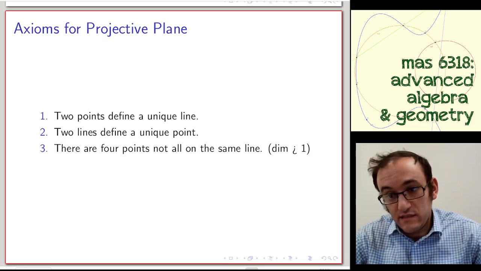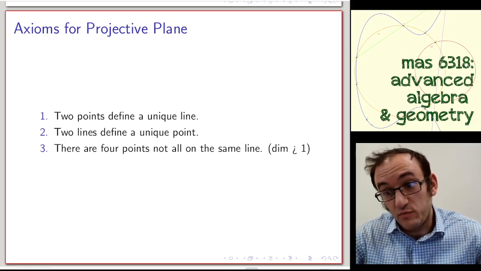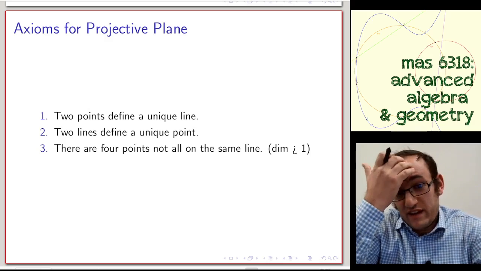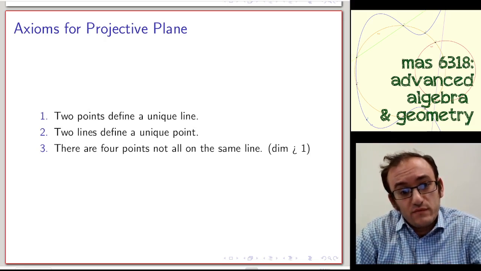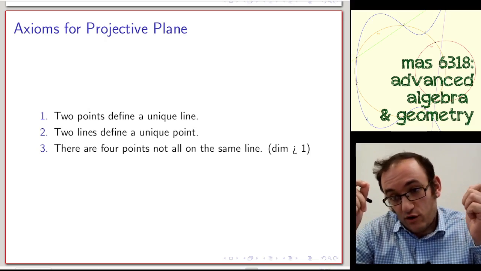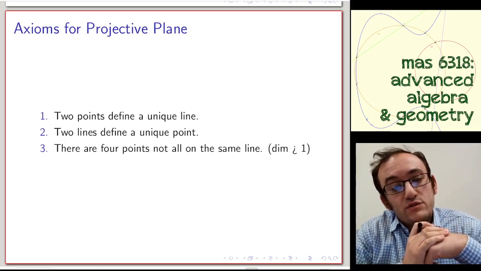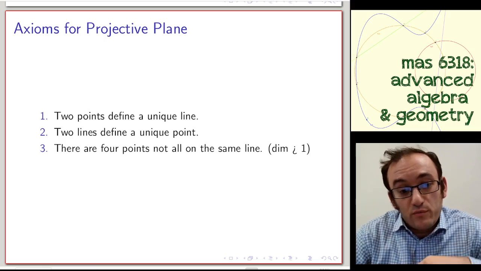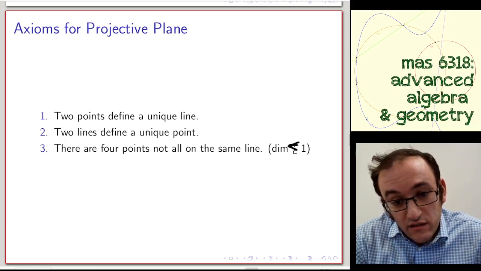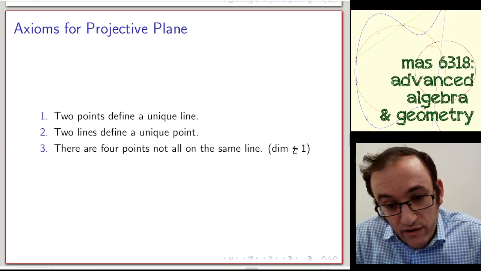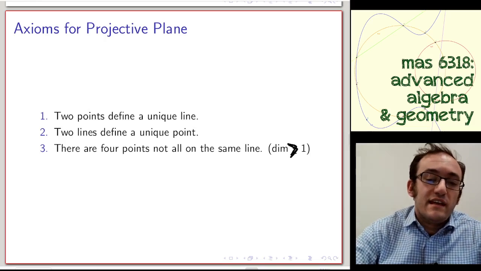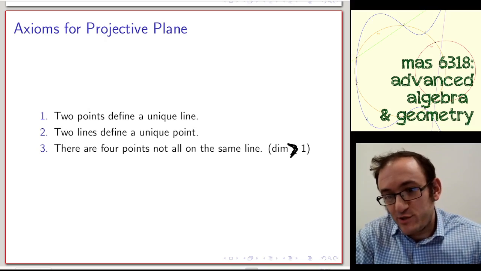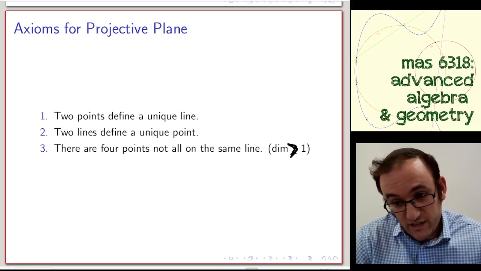We have things called points and things called lines. And 2 points define a unique line, meaning that they are contained in some unique line. 2 lines define a unique point by their intersection. And there are 4 points not all in the same line. This should be a greater than sign. That just means that the dimension should be bigger than 1. Right? If you have all of your points in the same line, we're just describing a line, a projective line, which is not a projective plane.